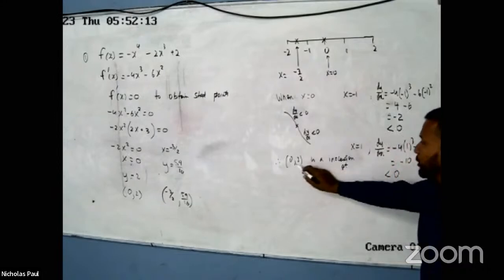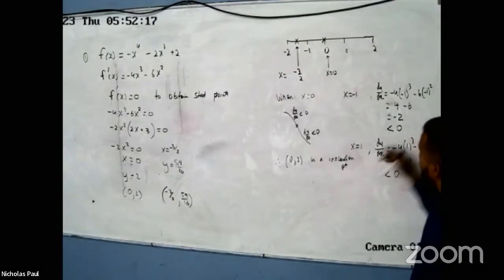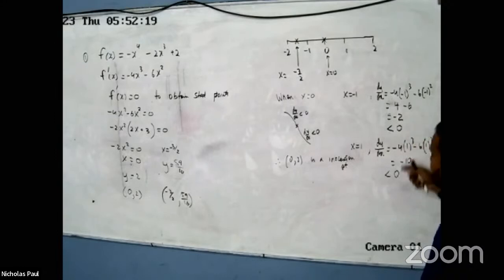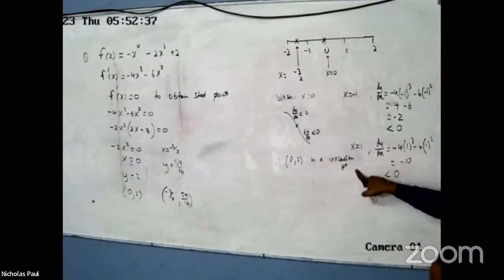So (0, 2) is a point of inflection, right? That's okay? Because the signs stay the same. Are you okay online there? Let's make sure. Because dy/dx stays the same, we end up with a point of inflection.